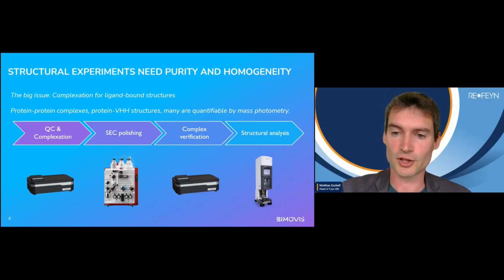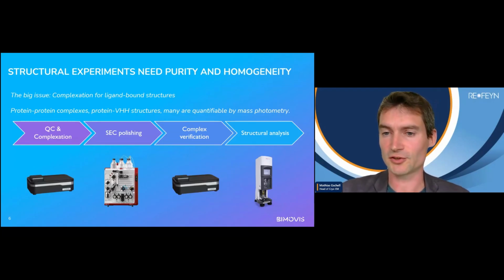I'm now going to talk about 3 different example cases where mass photometry was especially useful in the past to guarantee that the later and much more complex workflows have a good sample to start out with.